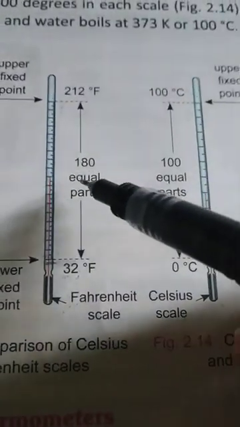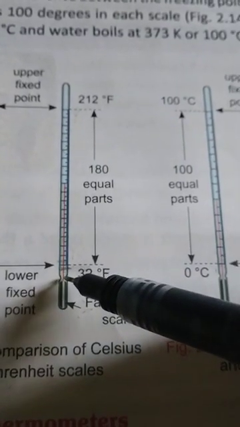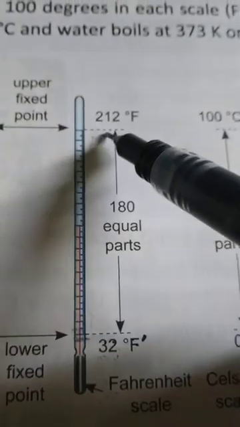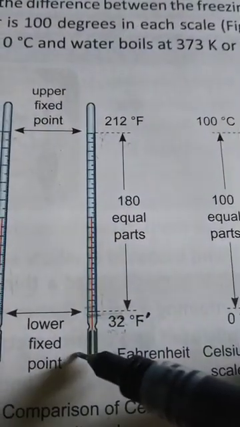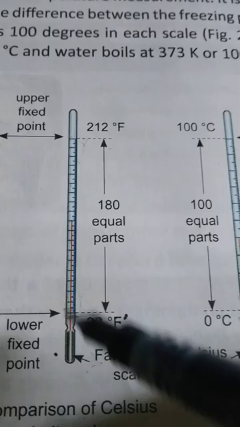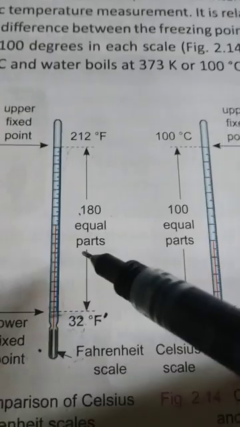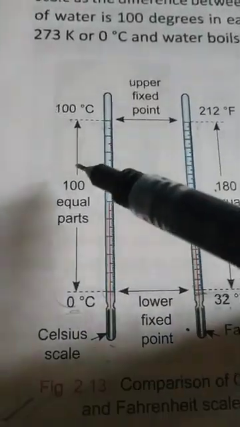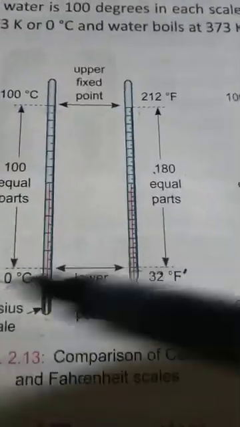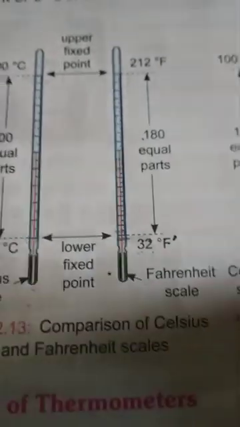And what happens in the Fahrenheit scale? In the Fahrenheit scale, the lower fixed point starts at 32 degrees Fahrenheit and it ends at 212 degrees Fahrenheit. So the lower fixed point is 32 degrees and the upper fixed point is 212, and this is divided into 180 equal parts. But in Celsius it is divided into 100 equal parts between 0 and 100 degrees Celsius. Okay, these are the differences between the Celsius scale and the Fahrenheit scale thermometer.